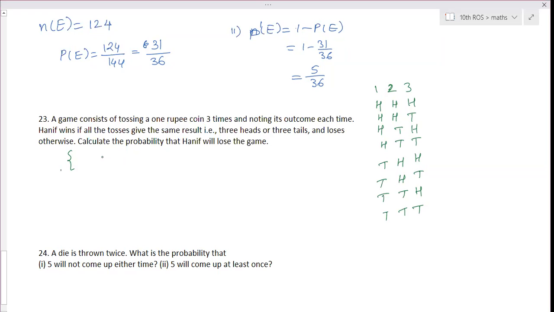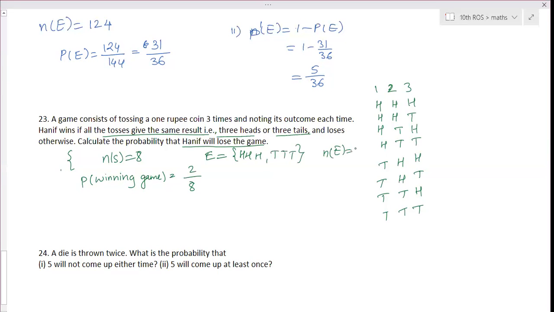Yes, there are 8 outcomes. n(S) is equal to 8. The number of times all of them are same is 2 times. So what is the probability that Hanif will win the game? They have given that when all the tosses give the same result, that is all 3 heads and all 3 tails, then he will win. The winning probability is 2 by 8, because the event will be HHH or TTT. The number of favorable outcomes is 2. So it is 2 by 8, which is 1 by 4.